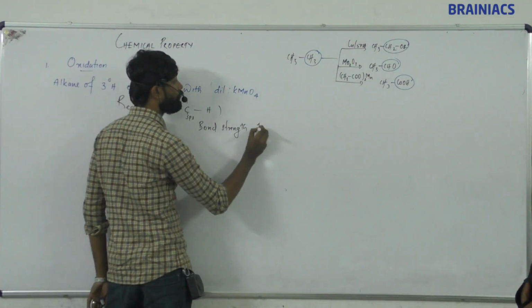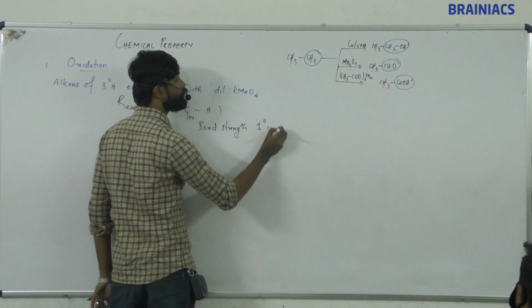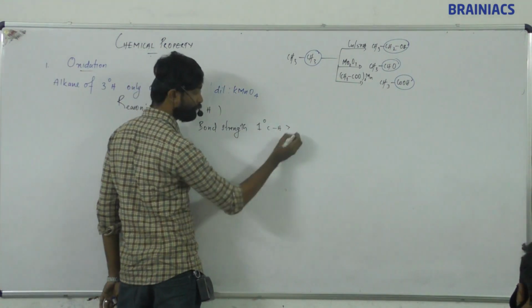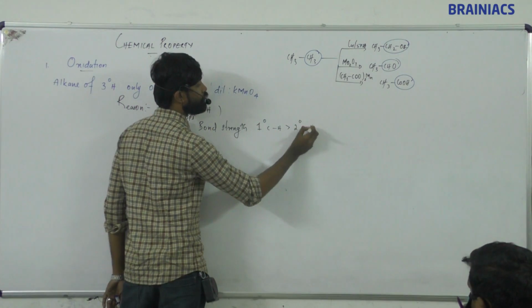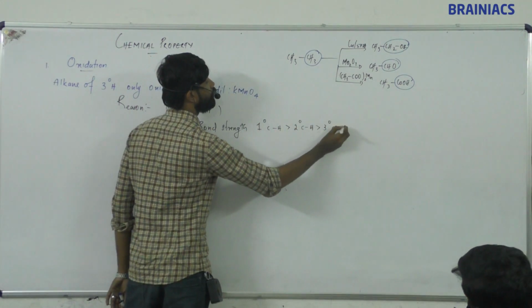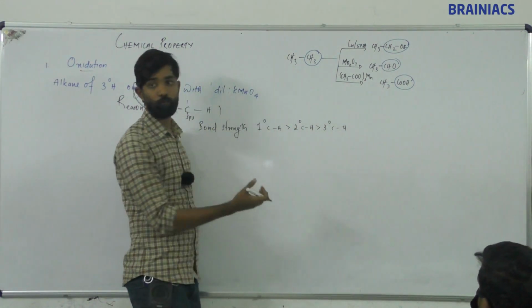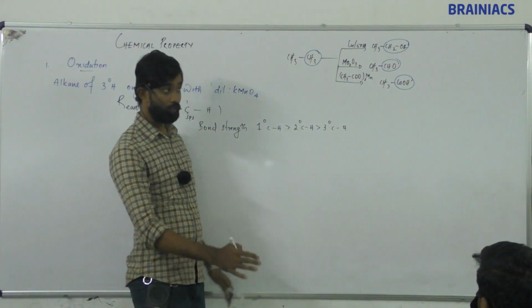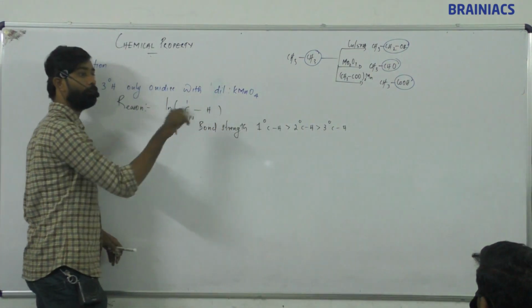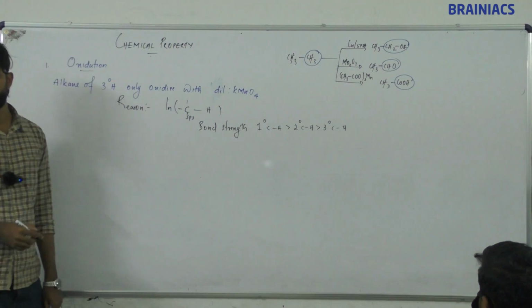Primary C-H bond is stronger than secondary C-H, and secondary is stronger than tertiary C-H. So the tertiary C-H bond is weaker, hence it may be oxidized by direct KMnO4.